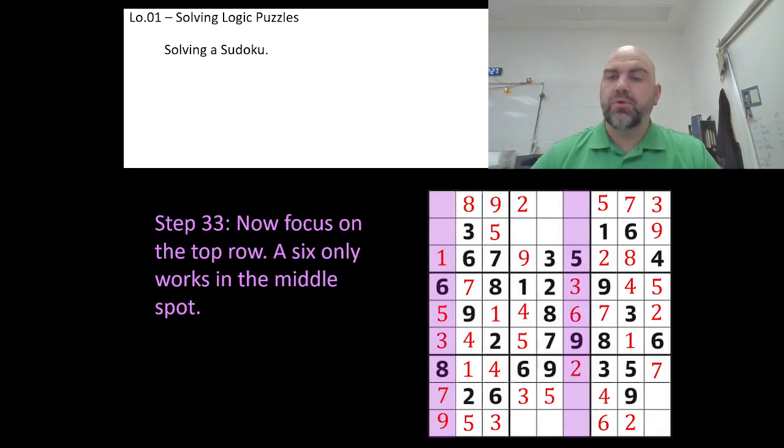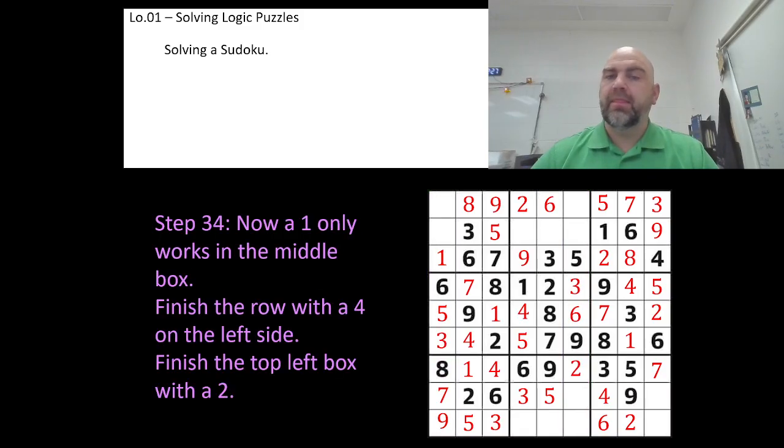Now we're going to focus on the top row. A 6 only works in the middle spot because there's already a 6 in the left and the right open areas. So we're going to put a 6 in there. There is a 1 already in the left-hand column, so that means we have to put a 1 there.